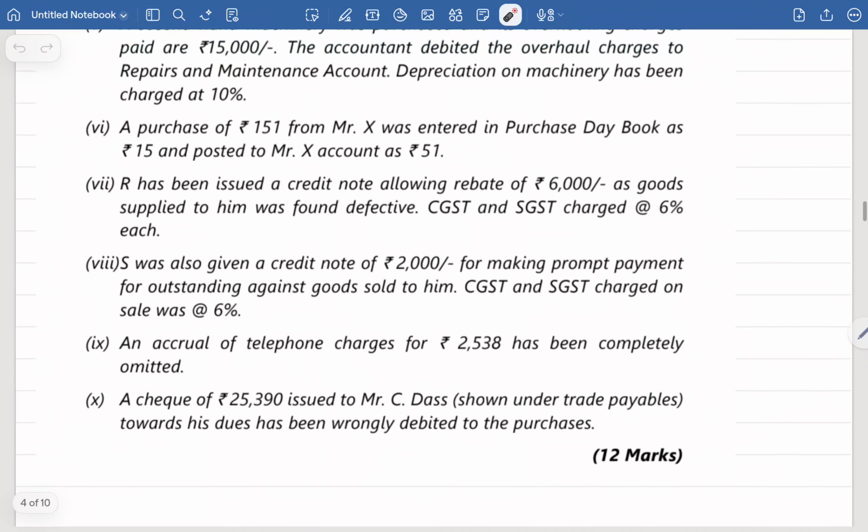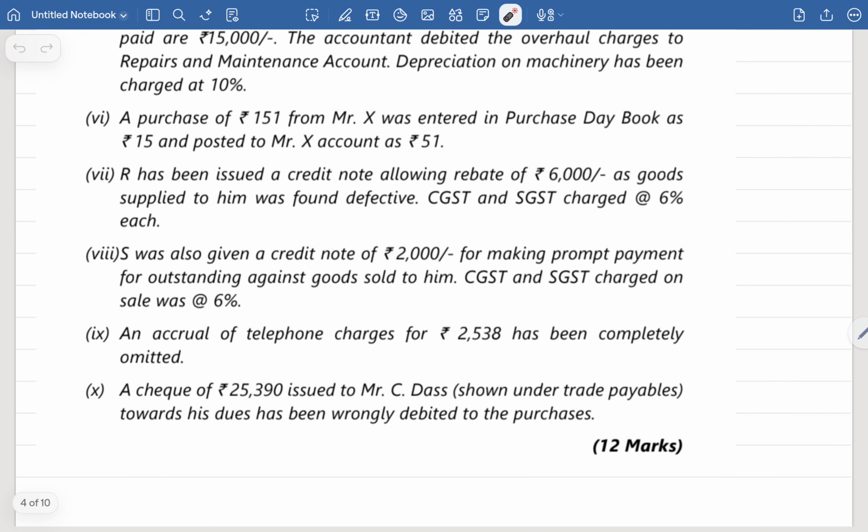Next one, point number 8. Yes, who was also given a credit note. Again a credit note for rupees how much? 2,000 for making a prompt payment for outstanding against goods sold to him. CGST, SGST charge was 6%. Okay, so here CGST, SGST is not relevant. We are giving him a discount for what? Prompt payment. So this is called cash discount. This is discount allowed. So what will be the journal entry for discount allowed?